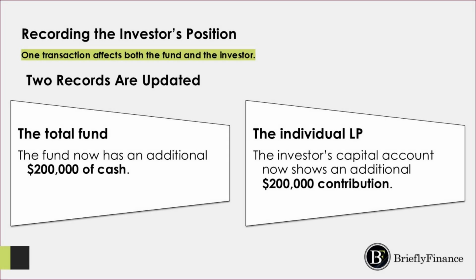Now, let's look one step deeper. This one transaction affects two records. First, it affects the total fund. The fund now has an additional $200,000 of cash. Second, it affects the individual investor. That investor's capital account now shows an additional $200,000 contribution. This is why fund accounting is different from normal company accounting. We are not only tracking the fund as a whole, we are also tracking each investor's position inside the fund.